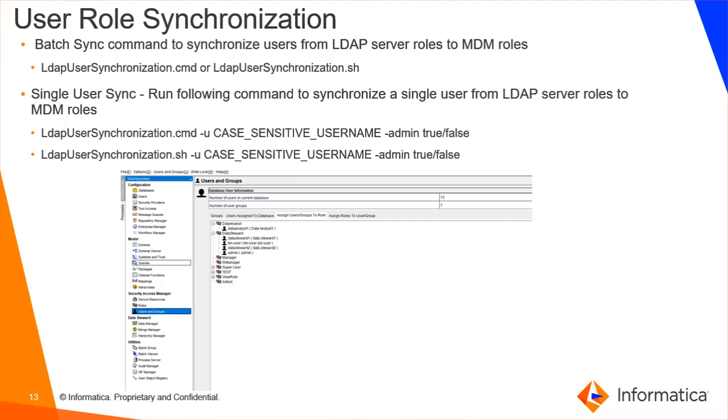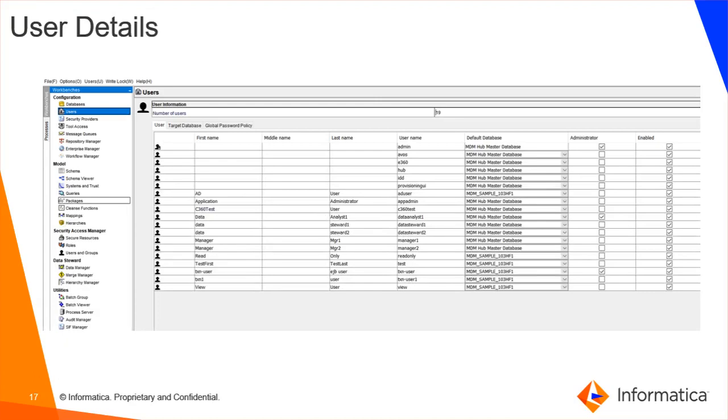If you want to sync up a single user, then you can use an argument -u and then the case-sensitive username. And if you want to make this user an admin, you can specify -admin true. If you don't want to set this user as admin, then -admin false. This parameter can be passed. Once this utility has been executed successfully, you can see the users assigned to the roles in the MDM ORS. Similarly, the user details can be viewed under the MDM Hub users workbench.